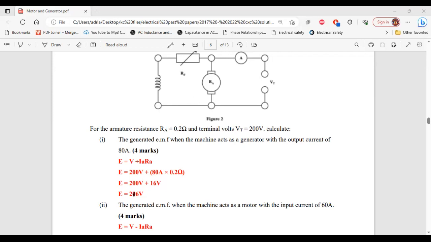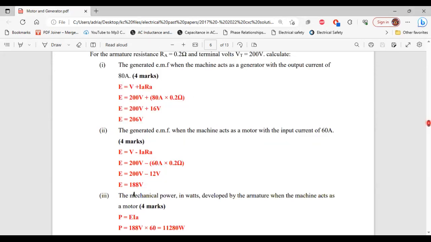For part two, it says the generated EMF when the machine acts as a motor with the input current of 60 amp. So the generated EMF is equal to the terminal voltage minus IA times RA. That is 200 volt minus in bracket 60 amp multiplied by 0.2 ohm. That will give us 200 volt minus 12 volt, and that will give us a generated EMF of 188 volts. All right, so that's it for part two.